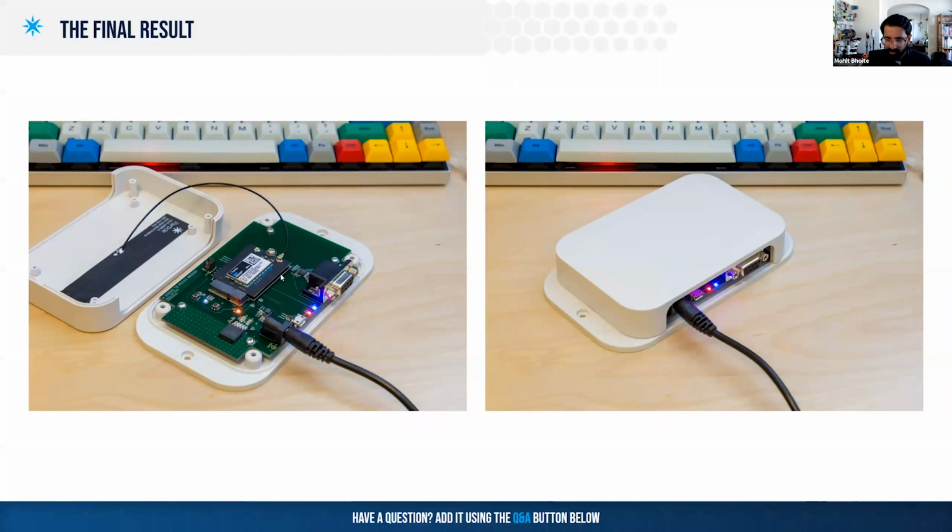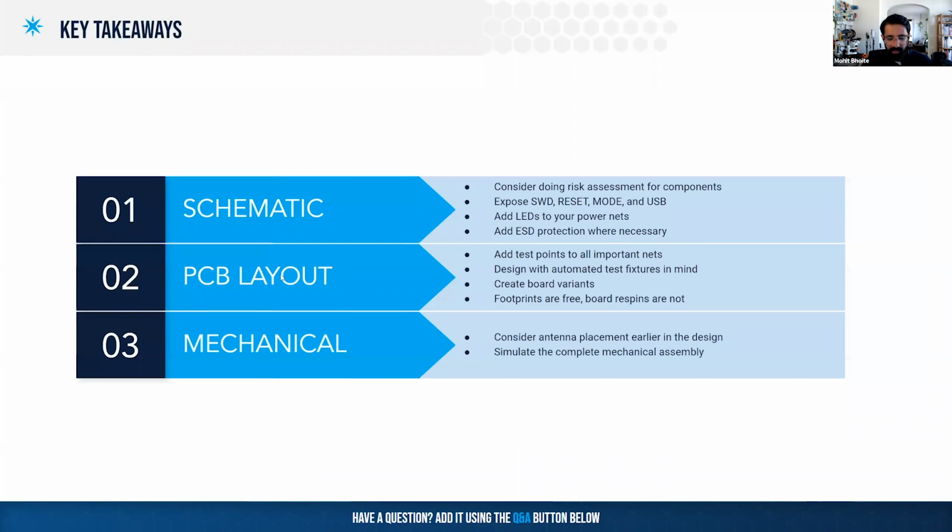And so there you have it. Before we jump on, I wanted to recap the key takeaways. For schematic, we talked about doing a risk assessment for the components before clicking the buy button, and exposing the SWD, reset mode, and USB. Even if you are not planning on using them, remember to have them routed out to at least test points. Include LEDs on your power nets, and add ESD protection where necessary.